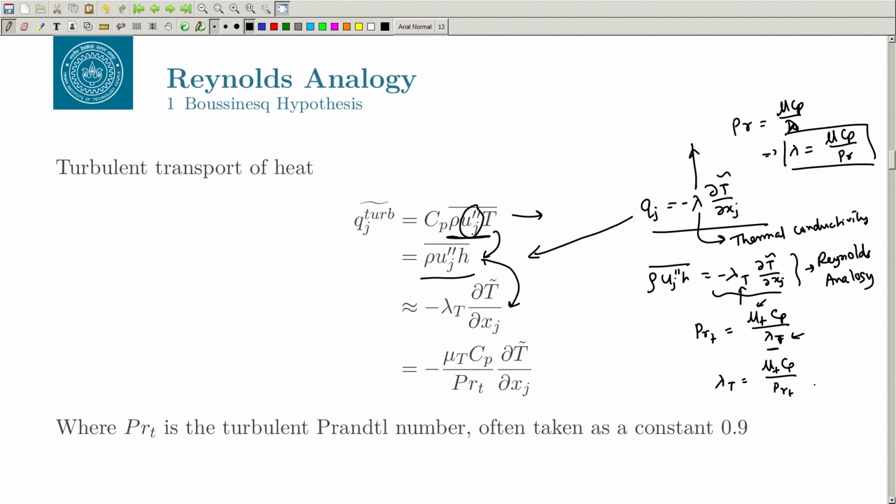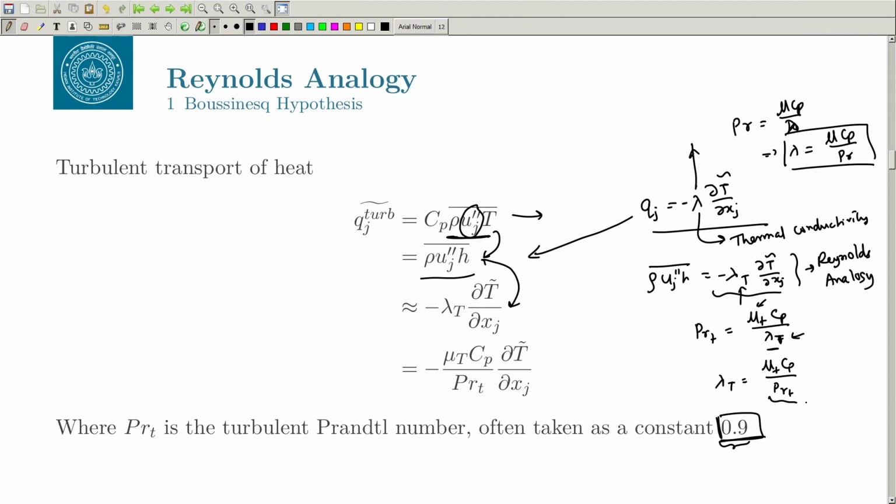Now, Prt is the turbulent Prandtl number which is often taken as 0.9 if the flow is not very high speed and not going into high hypersonic regions, then this definition works quite well, okay, especially in subsonic and low supersonic regimes you can easily use this definition.